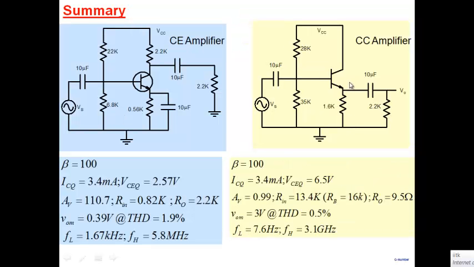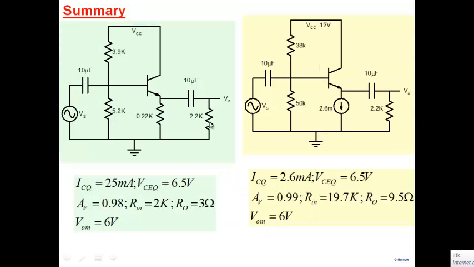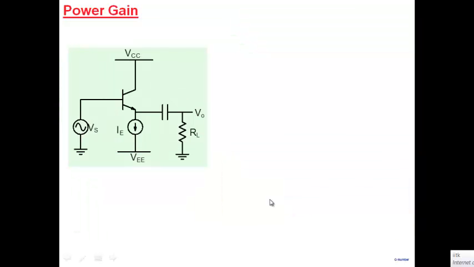We also saw the common collector in the last lecture, so we'll look at it in a little bit more detail now. Common collector, where you use a resistor, is not very good. It's better if you take a common collector amplifier and bias it using a current source. Then the characteristics improve quite significantly here.